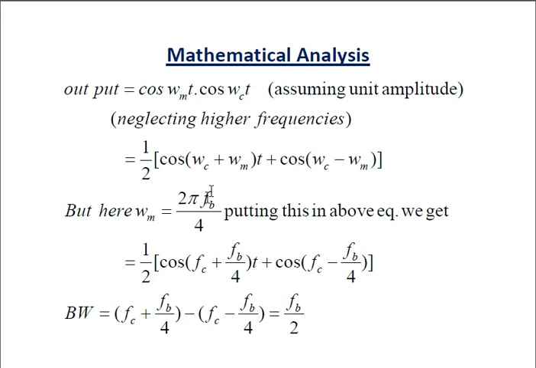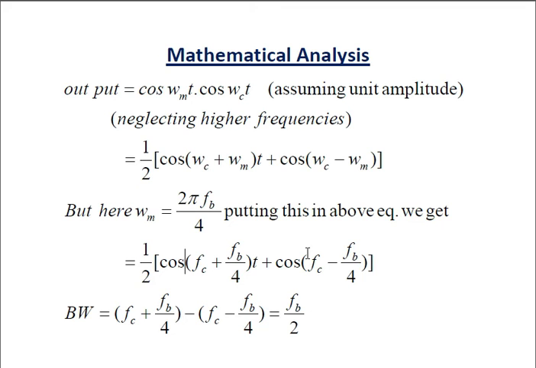So putting this equation in the above equation, this equation is modified in such a way that 1/2 cos (2π(fc + fb/4)) plus cos (2π(fc − fb/4)), because this 2 and 2 get cancelled out. Here the 2π becomes common and goes outside.